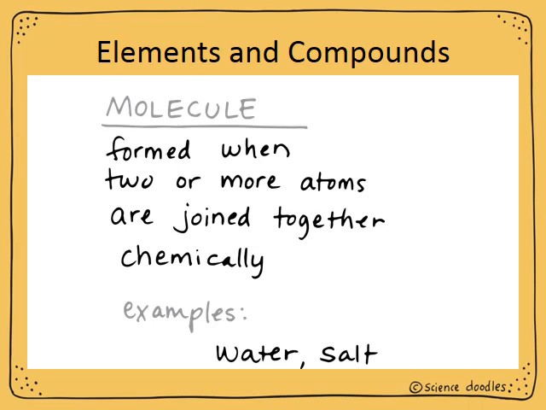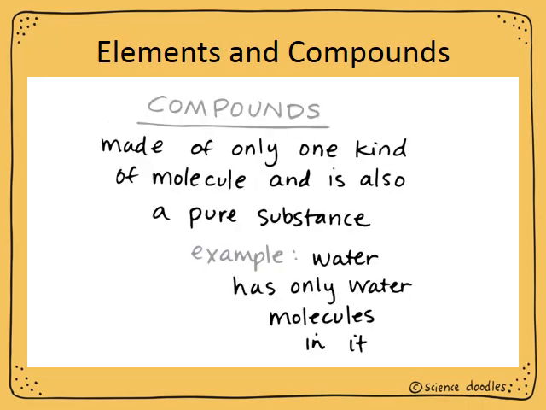A molecule is formed when 2 or more atoms are joined together chemically. So a molecule is kind of another word for a compound. And examples are water and salt. A compound is made of only one kind of molecule and is also a pure substance. So examples are water because it has only water molecules in it.